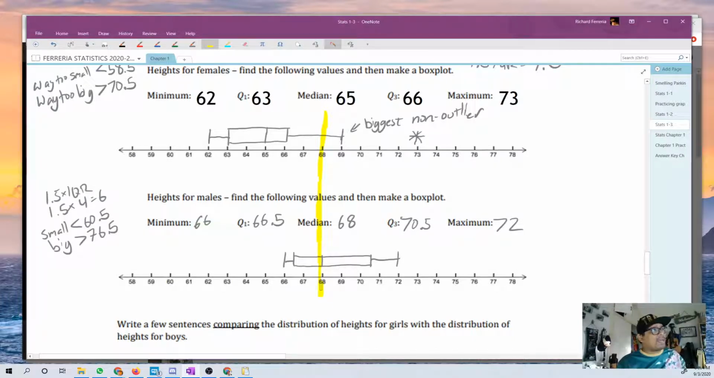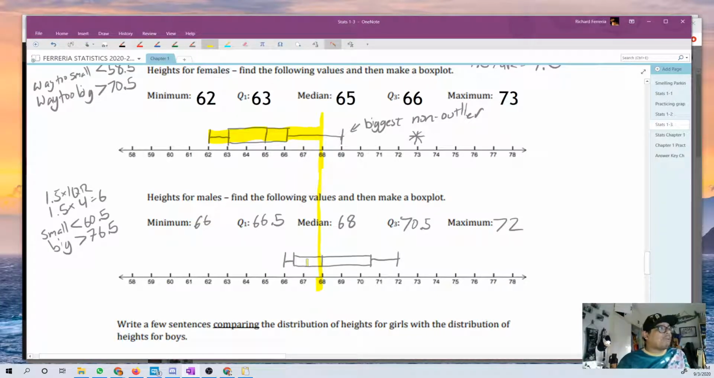Now, the median of the males, notice that most of the female box plot is less than the median of males. So if each one of these parts is about 25% of the females, that's 25%, 50%, 75% of the females. At least 75% of the females have a height that is smaller than 68. So at least 75% of the females have a height that is smaller than the median of the males. And that's interesting to look at.